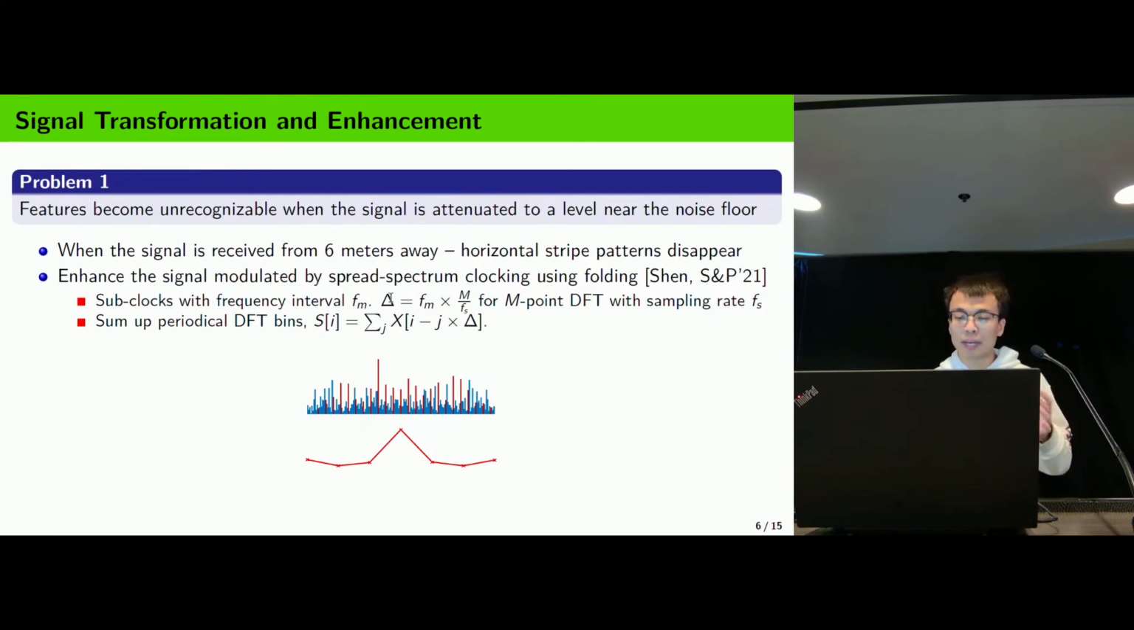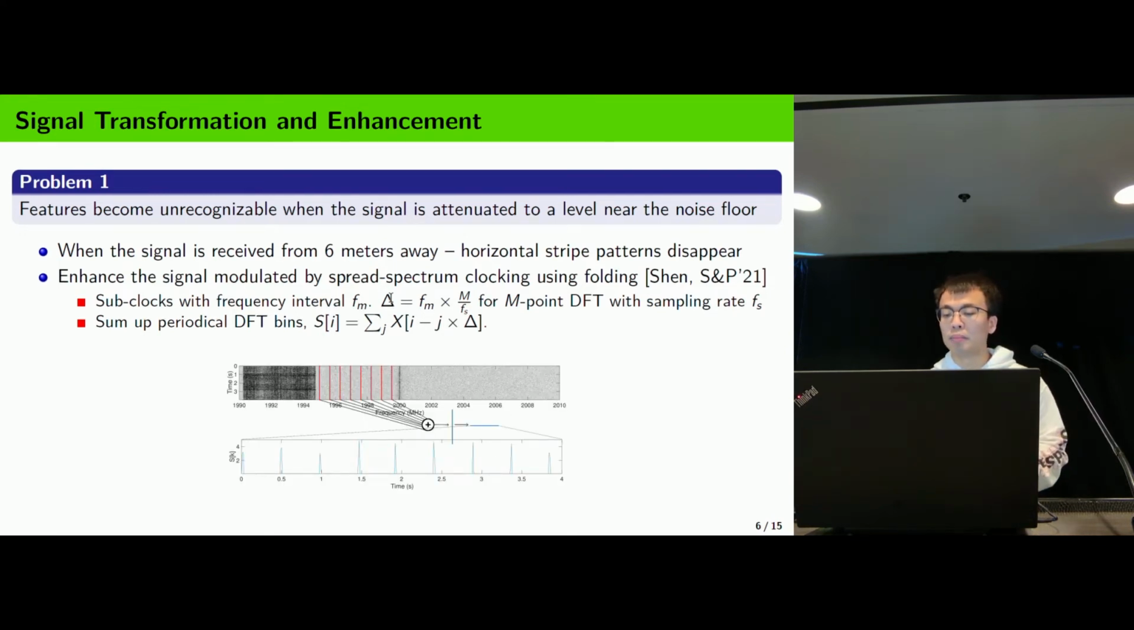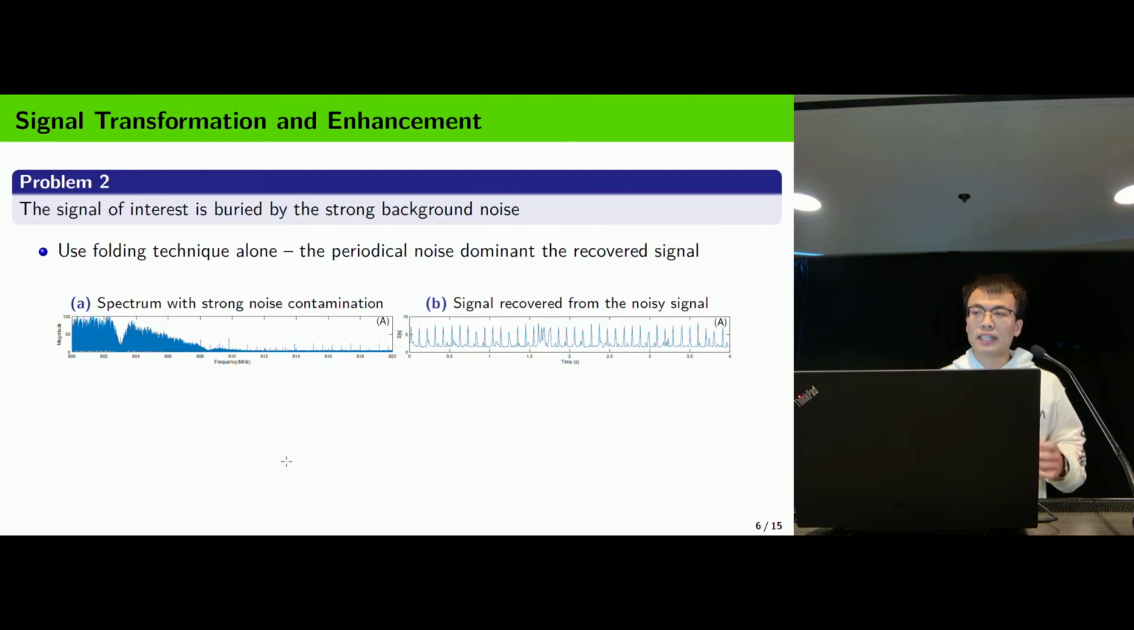So what if we apply this folding to the original spectrogram, collect the energy at all subclocks, and recover a time series trace? As we can see, there are clear patterns corresponding to the periodical workload. But even with this folding technique, other problems can occur with the presence of some strong background noise.